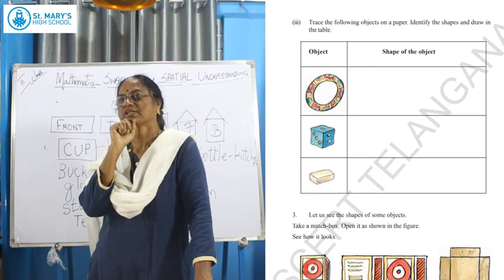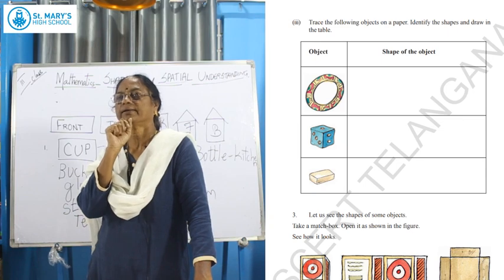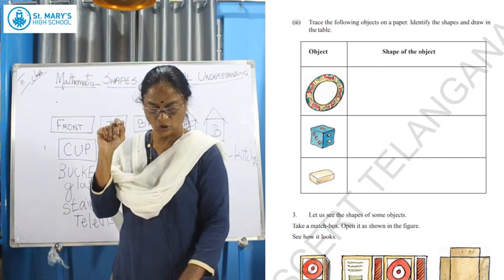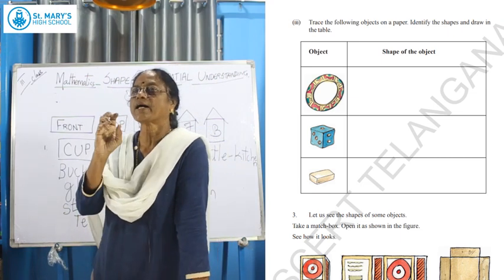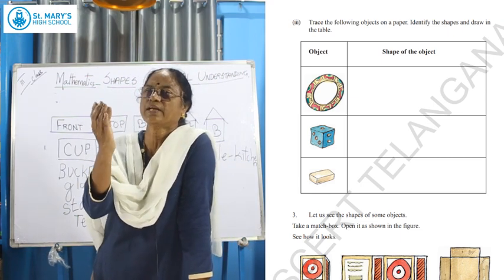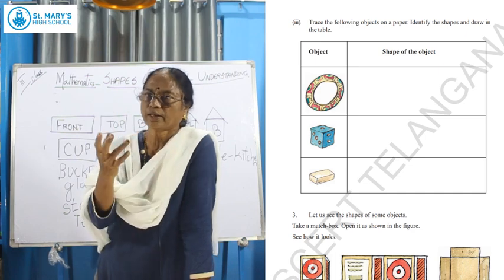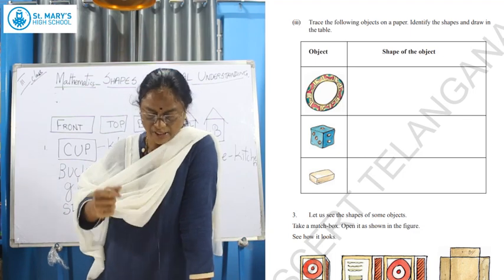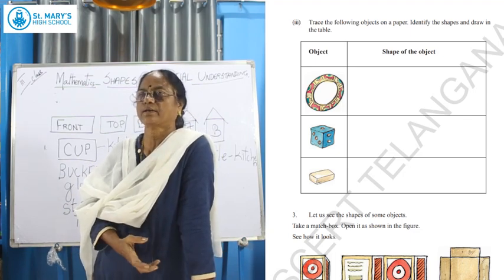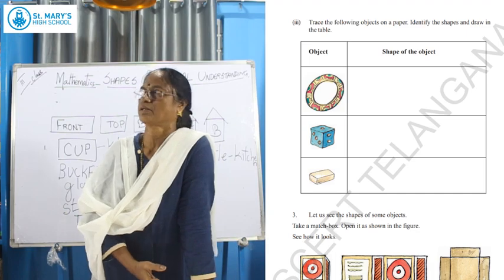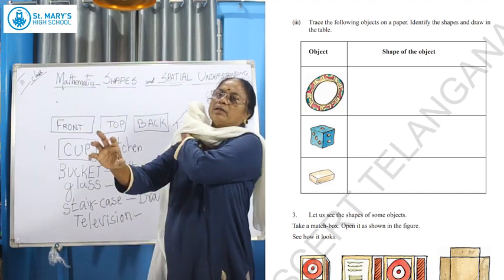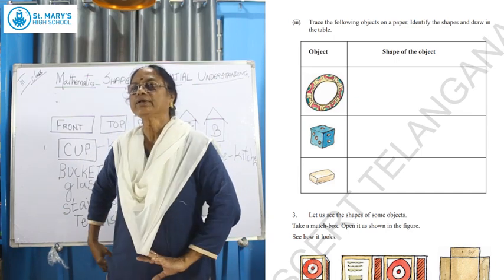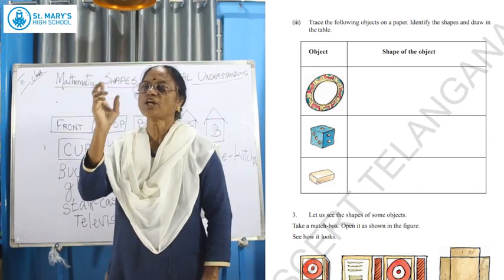There are three objects there. What are they? You check the objects, right? First one is like a ring. Second one is a square dice, that is called a dice. Another one is a box, like a match box, or otherwise an eraser. So, see these three pictures, objects, and what you have to do? You have to write the shape of it.